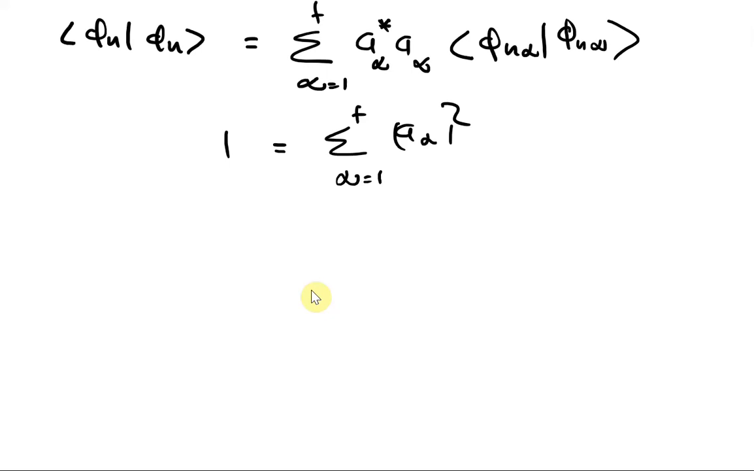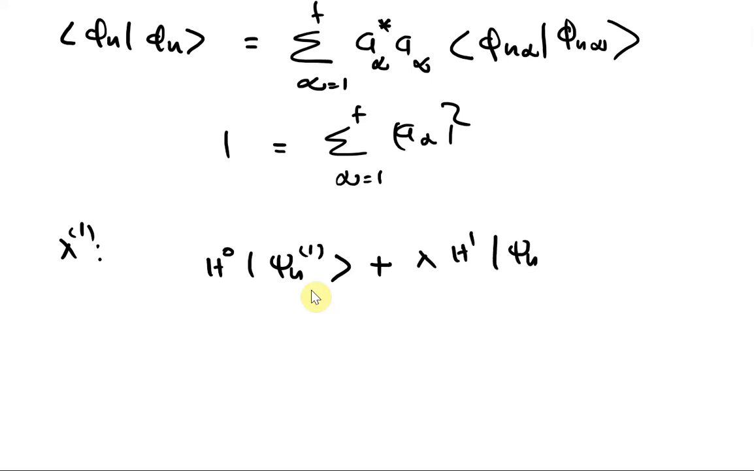Compare the lambda power 1 equation, so that we will be obtaining like this: H naught psi n1, the perturbed wave function now, plus we'll be having lambda H prime psi n0. That psi n0 is nothing but our phi n.